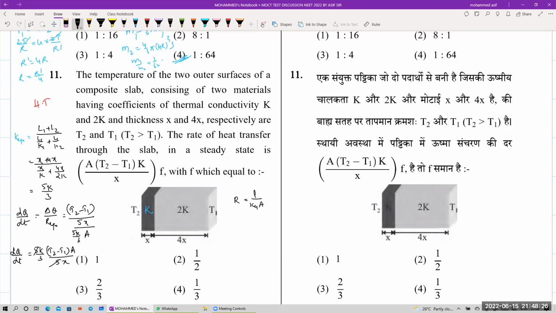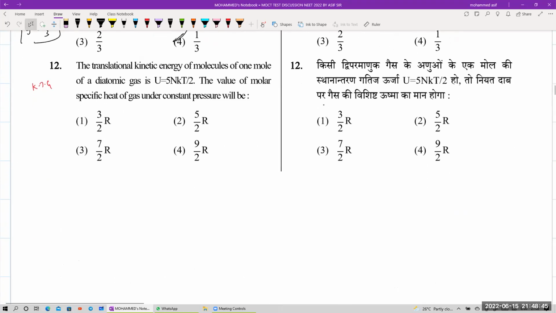ये वाला चले गया, तो दिस वैल्यू यहाँ पर F के बॉस में, ये K यहाँ पर है, सो यहाँ पर एरिया भी है, तो बचा F की जगह क्या होना चाहिए? 1/3. So F value from this one will be equal to how much? 1/3. This will be the answer. Fourth one. चलो, very good. Question number 12.